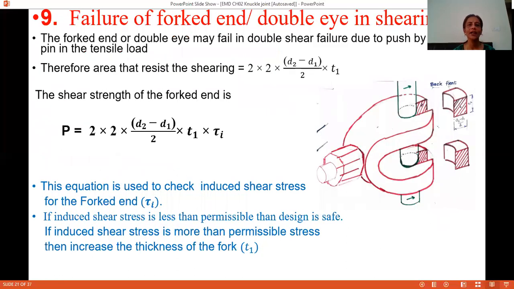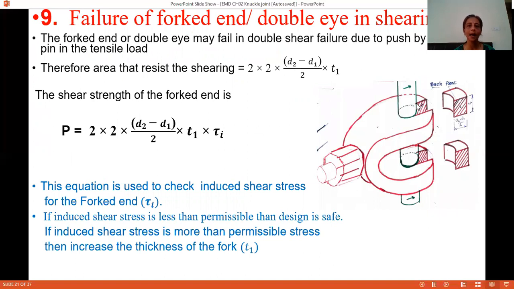Next is the failure of double eye in shearing. Due to the push by the knuckle pin, this end of the forked end will shear off. There will be two areas of failure, front and back.